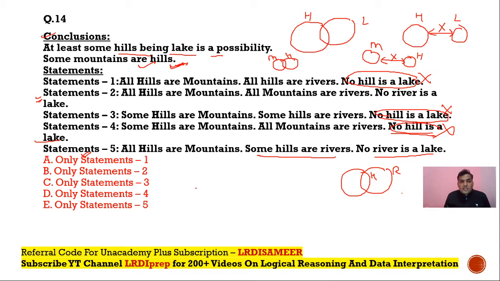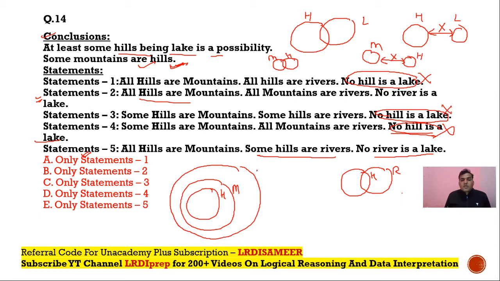Some mountains are hills. Let's check for statement 2. All hills are mountains. All mountains are river. And no river is a lake. So is at least some hill being lake a possibility here? No. At least some hill being lake is not a possibility here because the river circle and lake circle cannot intersect. So therefore the hill circle and lake circle can also not intersect.